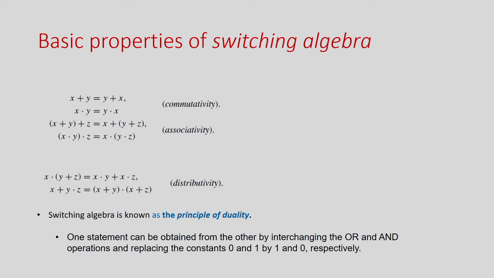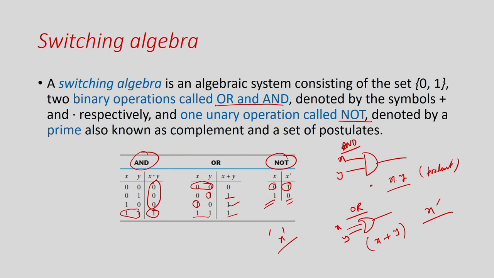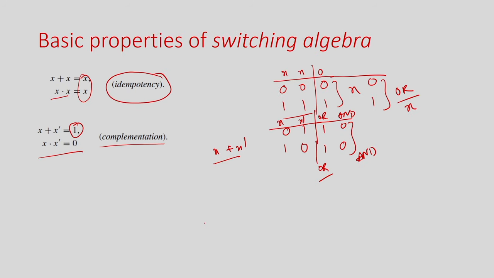The other algebraic properties are commutativity, associativity and distributivity. Okay? So, here the idea is that if you do x or y, or y or x, it does not matter, it will always be the same. Or if you do x and y, or you do y and x. So, if you just swap these two variables, the result will not change. And it is quite obvious, because if you look at this table, you will see that it does not matter whether you swap this, the value will remain the same, right? So, this proof is quite intuitive.